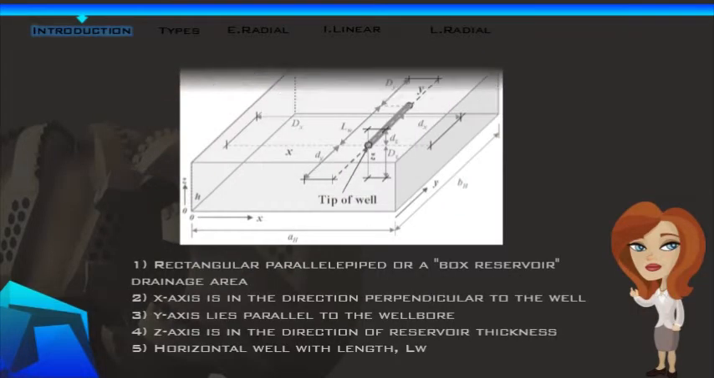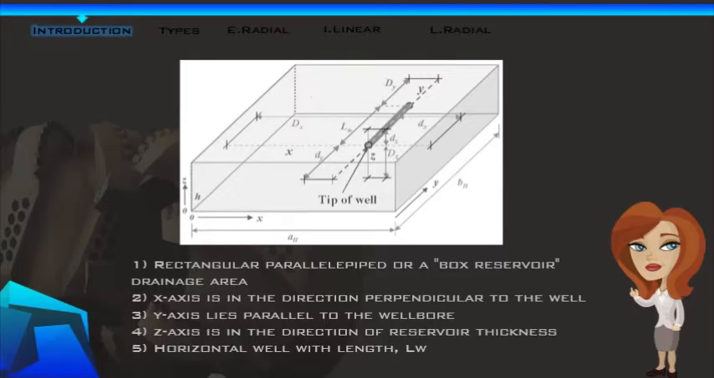So this is your horizontal well. This is a diagram. In horizontal well, we assume the formation is a rectangular box, and the x-axis is in the direction perpendicular to the well, it's 90 degrees. The y-axis is parallel, and the z-axis is the thickness. For all the parameters here, we need to pay attention to this L, which is the horizontal well length.